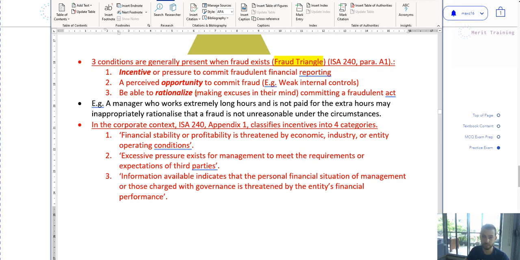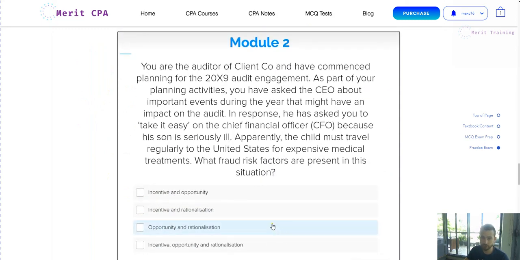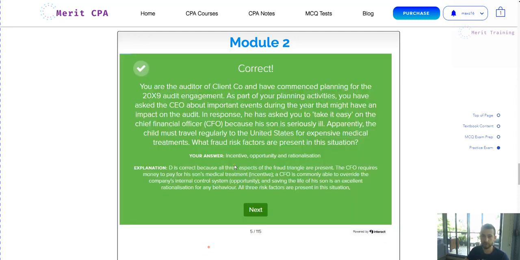And then finally, being able to rationalize, make excuses in their mind. Well, his son's life is the most important thing to him. So even though fraud is a bad thing, in his mind, his son dying is probably a worse thing. So in that sense, he probably had to rationalize committing fraud because it's a means to justifying this other more important thing. So most likely all three of those are present, and therefore there's a very high chance that fraud exists as a result of the fraud triangle concept. As we went through, there are definitely examples of all three elements being present, which is incentive, opportunity, and rationalization. Therefore, D is most likely the correct answer, and it is.